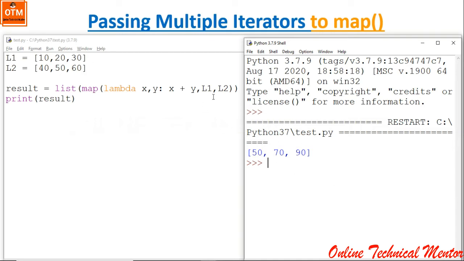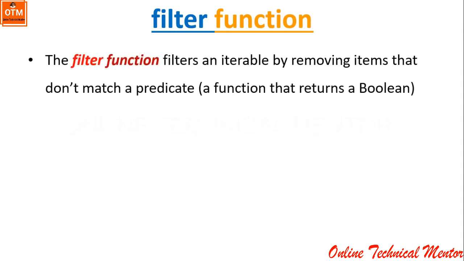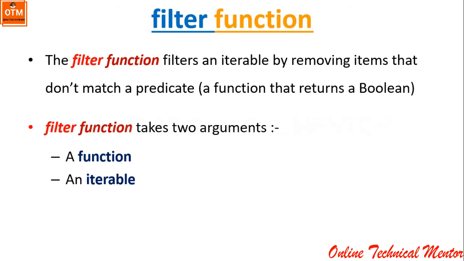So you can do this kind of operation by using this map function with the help of lambda. Next, the filter function. This is also a very useful function. The filter function filters an iterable by removing items that don't match a predicate, a function that returns a boolean. The filter function takes two arguments, a function and an iterable.